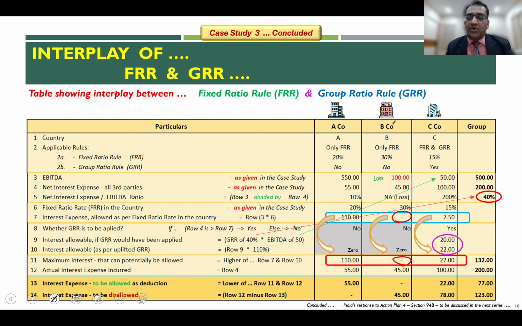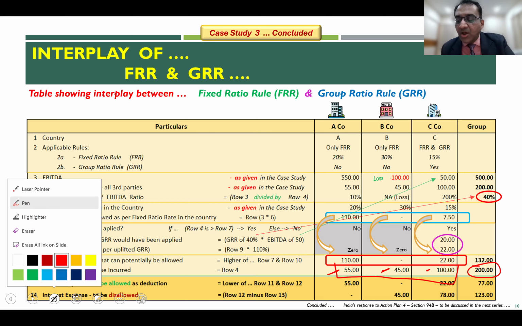But when it comes to SICO, you have FRR based computation 7.5, group ratio after uplift is 22. The higher of these two numbers is 22. So therefore, the maximum permissible interest for which the deduction is available to each of these entities is 110, 0 and 22, aggregating to 132. Now this you need to compare at each entity level against the actual interest expense they have incurred. They have incurred 55, 45, 100, aggregating to 200.